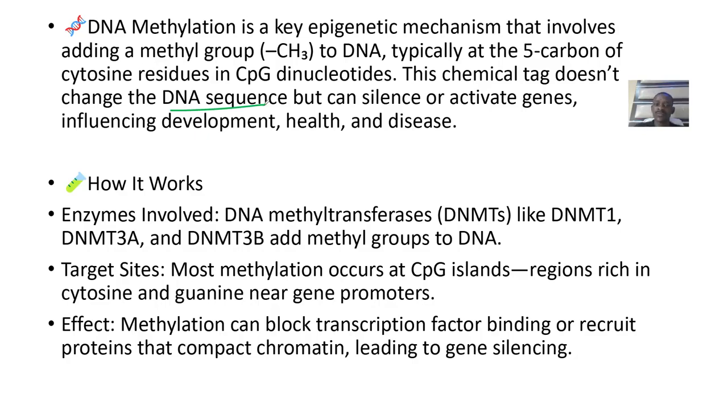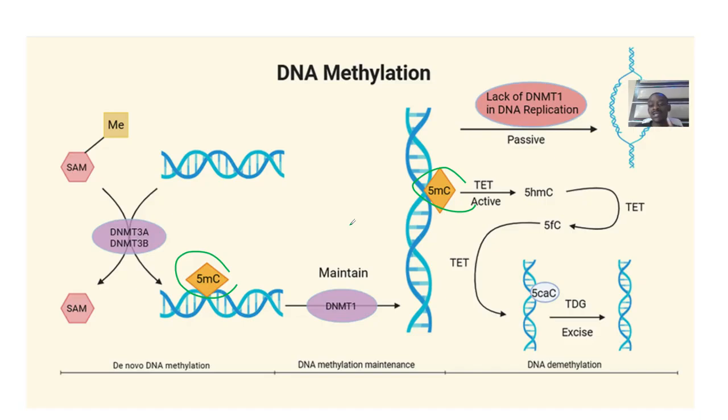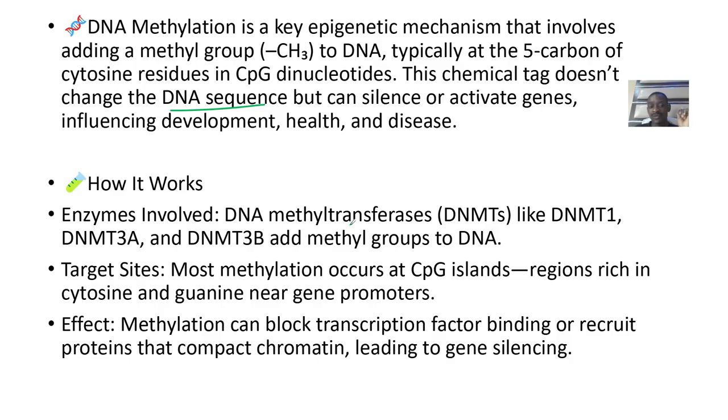It usually influences your development, influences your health, or sometimes if it is done wrongly, disease could come in. So how does it work? It's basically an enzyme that makes this happen. DNA methyltransferases, like DNMT1, DNMT3A or DNMT3B, are the enzymes able to add a methyl group to the DNA. The target site is usually at the 5 carbon of the cytosine in CpG.